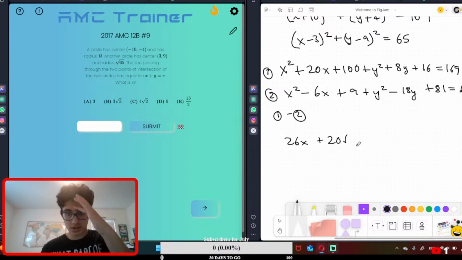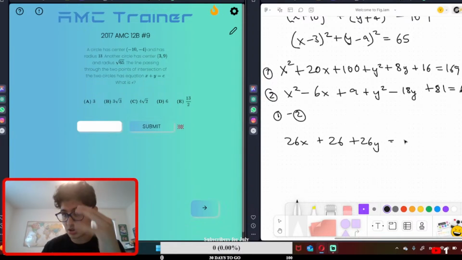Not too sure, one second. Oh wait, sorry, we're subtracting it. My bad. That gives us 26 then. So it's 116 minus 90, which is 26. Then we have plus 26y, and this is all equal to 169 minus 65, which is 104.